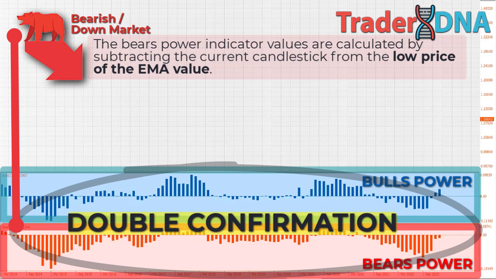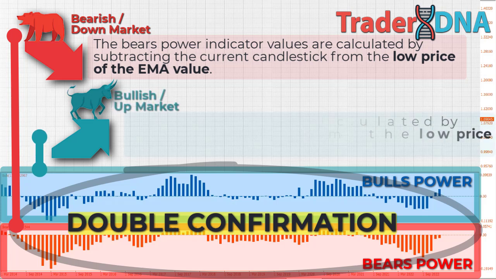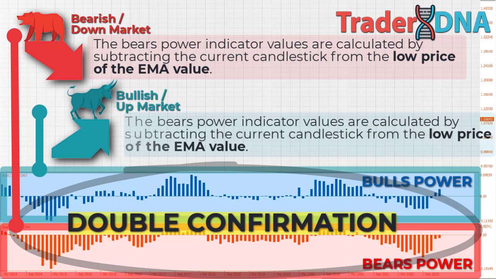The bull's power indicator calculation is performed by subtracting the EMA value from the high price of the current candle. Thus, this formula demonstrates the strength of the bulls in relation to the price averaged over a given time interval by the EMA method. The formula uses the high price, as the bulls push the quote up, based on which they determine the maximum prices.